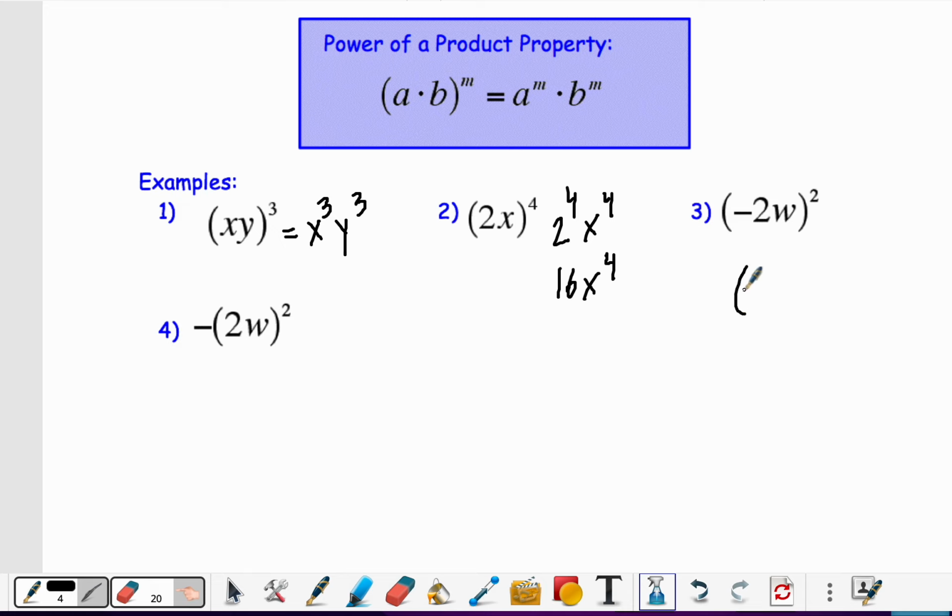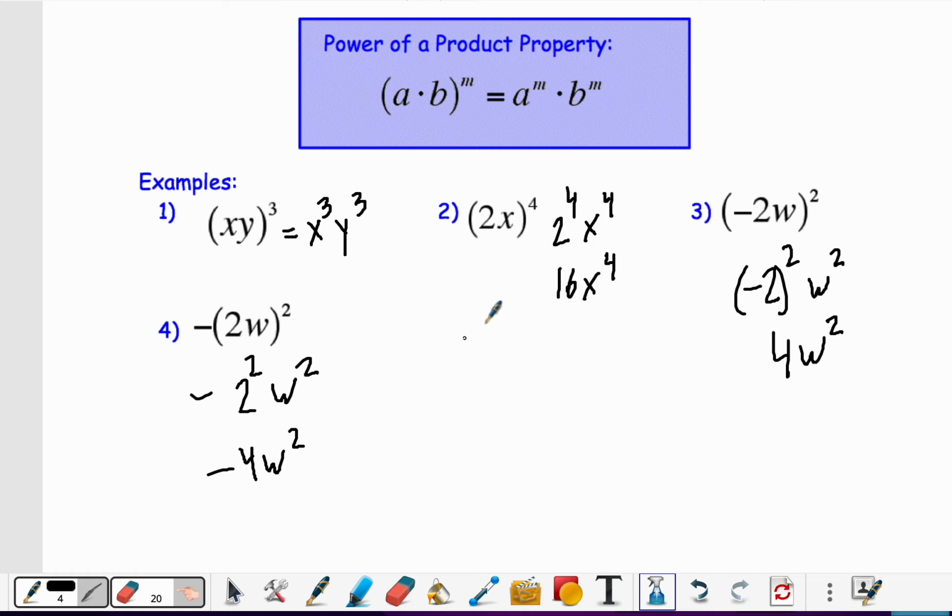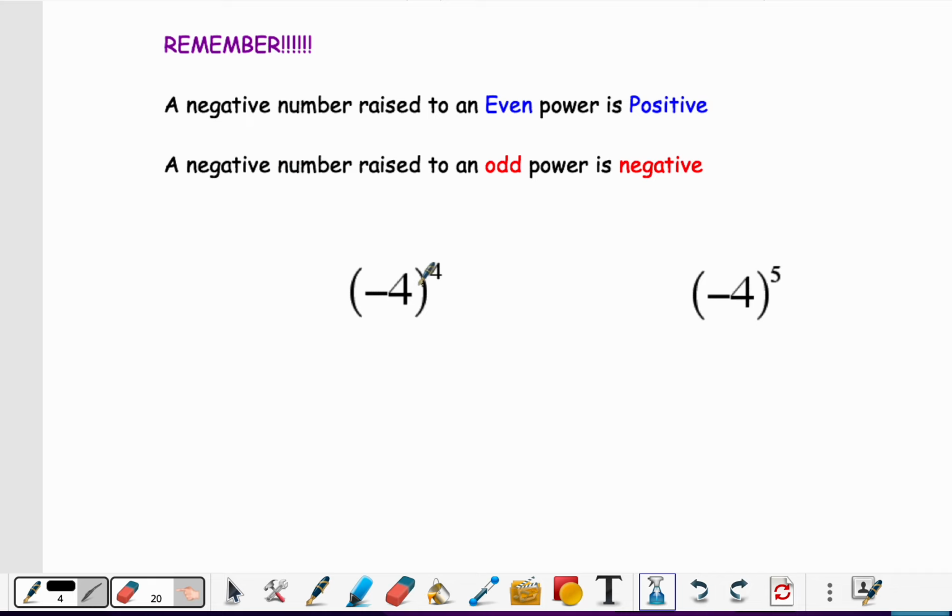Negative 2w squared is negative 2 squared times w squared. I like to put the parentheses there because we know that's just going to be 4w squared. If the negative is not in the parentheses, the negative is not being squared, so the negative hangs on for the ride. Negative 2 squared, w squared, or negative 4w squared. So be very careful where your negative is. If it's in your parentheses, you will square it, or cube it, or put it to the 4th. Any negative number to an even power is always going to be a positive number because you'd be having a negative 4 times. I'll show you what this would look like.